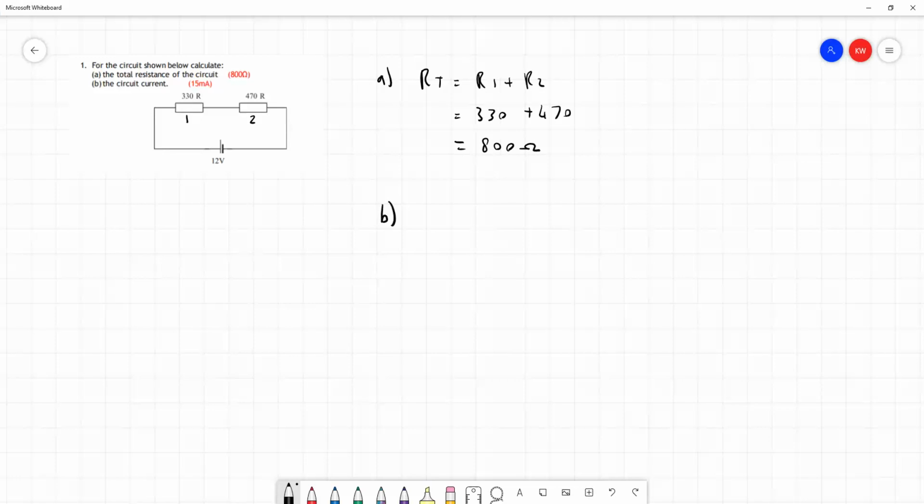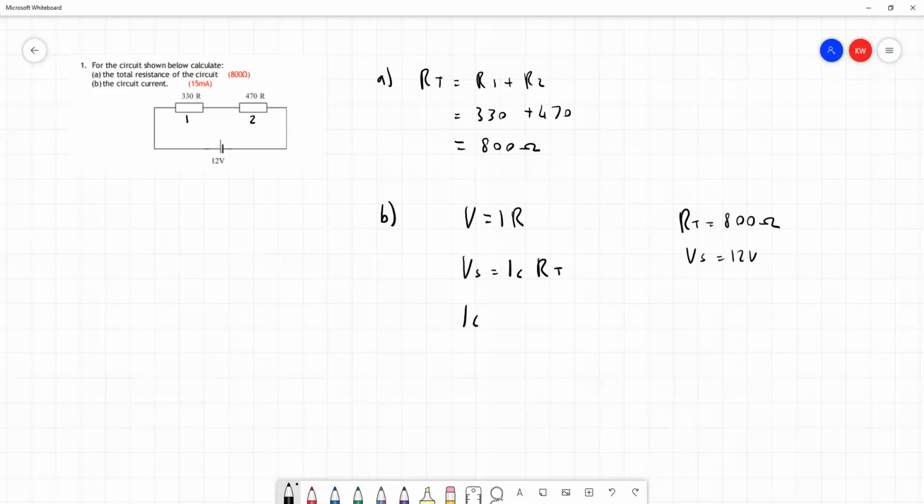Part B of the question asks us to find the circuit current. So we know in a series circuit, when we're using Ohm's law, and Ohm's law, if we remember, is V equals IR, that the supply voltage is going to be equal to the circuit current multiplied by the total resistance. We have just worked out the total resistance, it's 800 ohms from part A. And we can see on the battery on the diagram, our supply voltage is given as 12 volts. So we can find the circuit current.